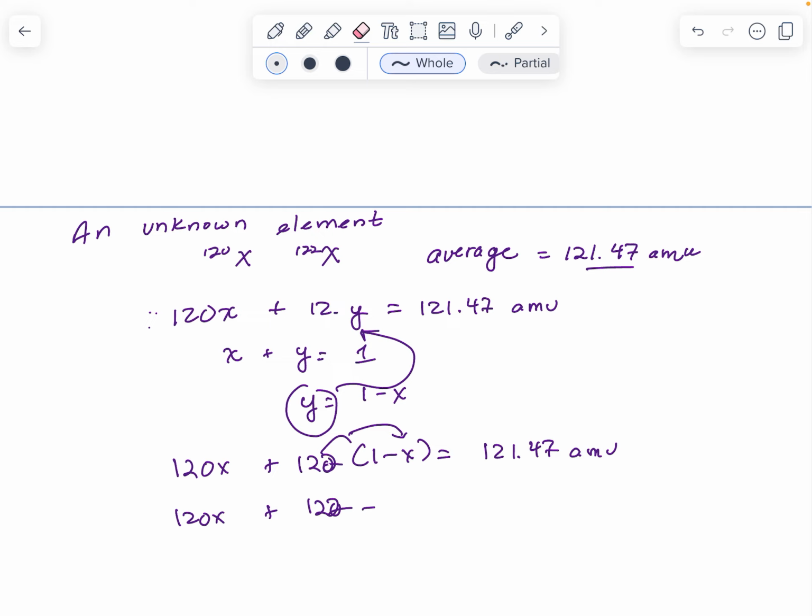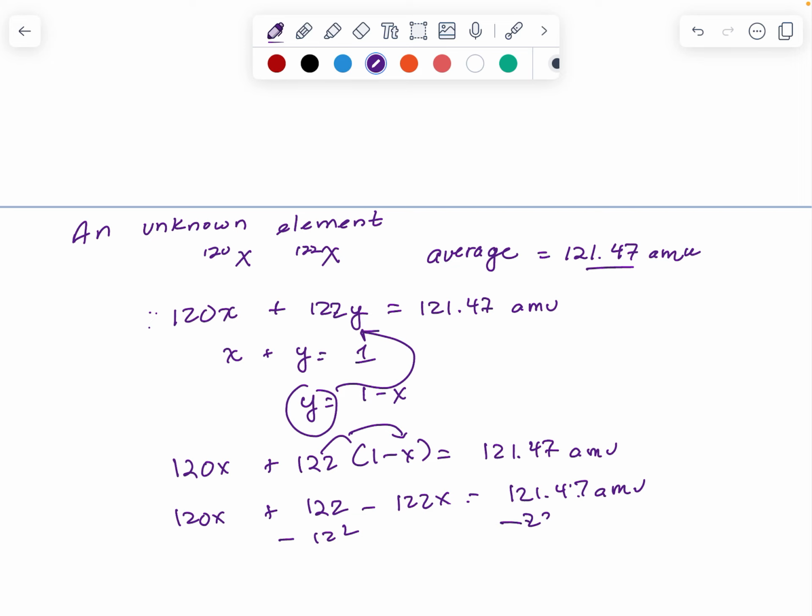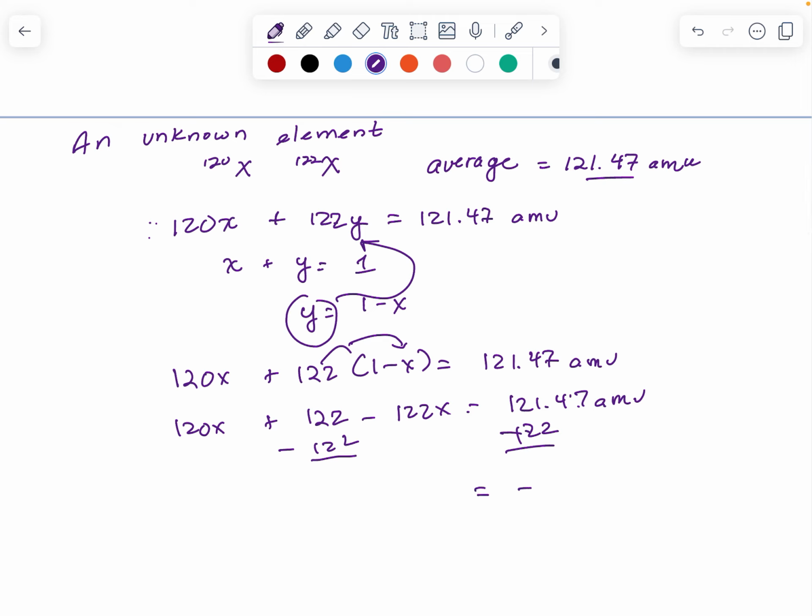Sorry, this is like my third time recording this. So 122 times 1 is 122 minus 122x equals 121.47 atomic mass units. So I'm going to subtract both sides by 122. That's going to give me minus 0.53 atomic mass units on the right, and I have minus 2x on the left.